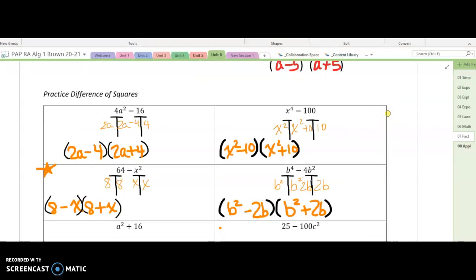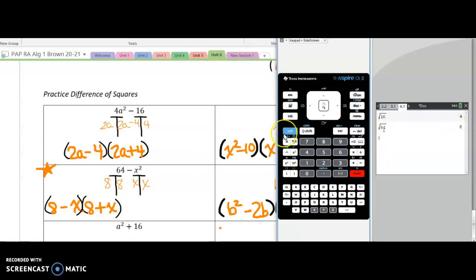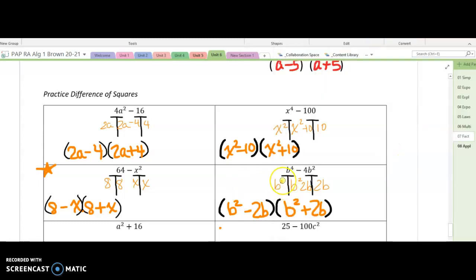Okay, y'all. So we have 64 minus x squared. Square root of 64 is that 8? Oh, we already did that one. I'm sorry. We're on this one. B to the 4th power minus 4b squared. So it takes b squared times b squared to get to b to the 4th power, right? And then square root of 4 is 2. So we have 2b times 2b gets me to 4b squared. So remember, I need a minus here, and I need a plus here. So my b squareds go in the front, and my 2b's go in the back, with a minus and a plus.